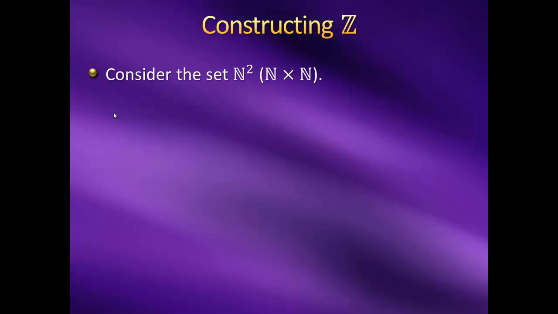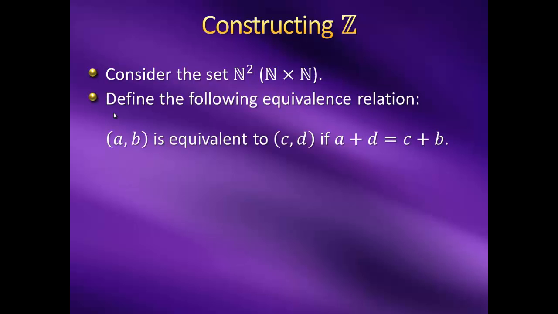Next, we can create an equivalence relation on these ordered pairs. Suppose we've got 2 ordered pairs, perhaps (a, b) and (c, d). Then we can define an equivalence relation on these, saying that (a, b) is equivalent to (c, d) if a plus d is equal to c plus b. So for example, we might see that (2, 5) is equivalent to (8, 11), because 2 plus 11 and 5 plus 8 both equal 13. Try to verify on your own that this is in fact an equivalence relation. You should be able to show that it's reflexive, symmetric, and transitive.